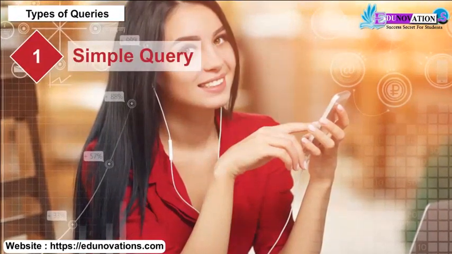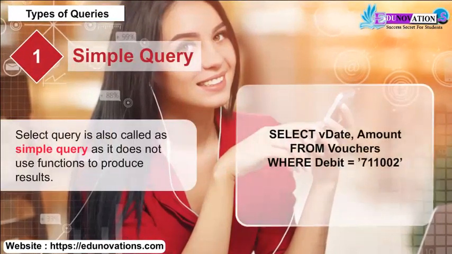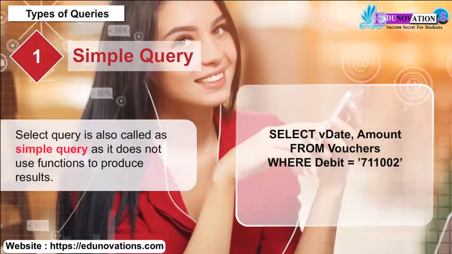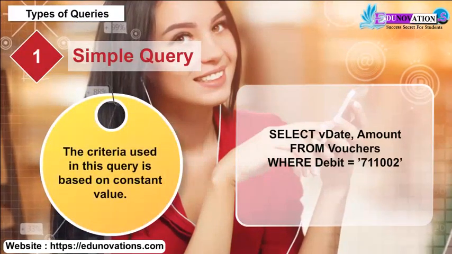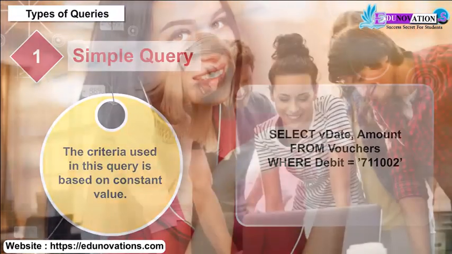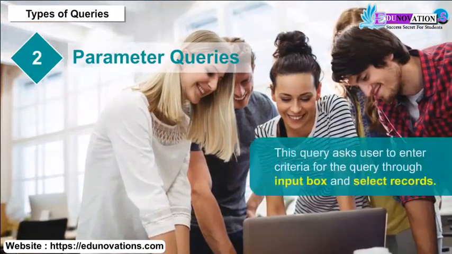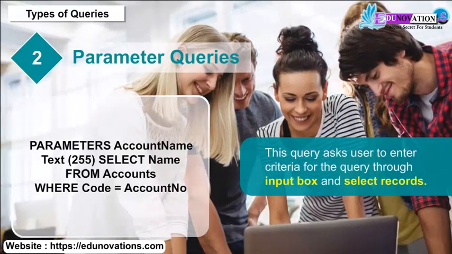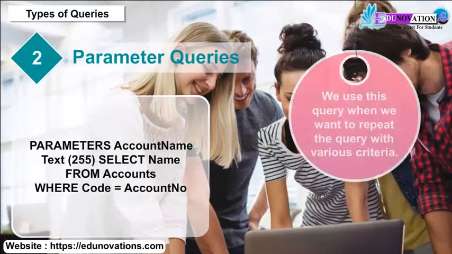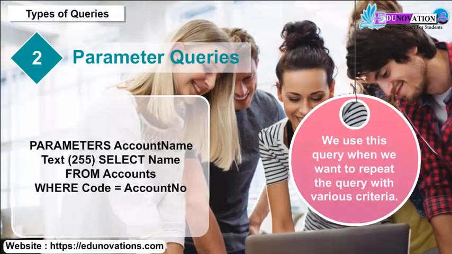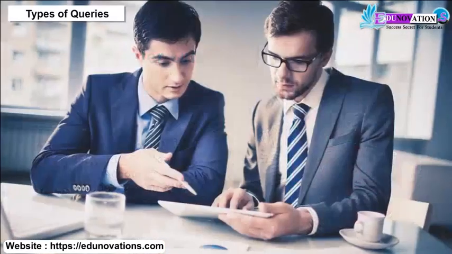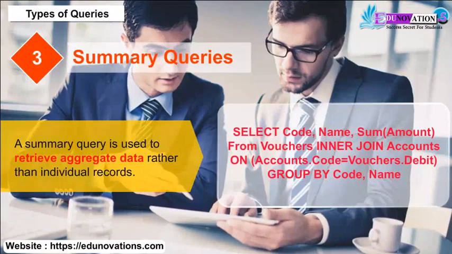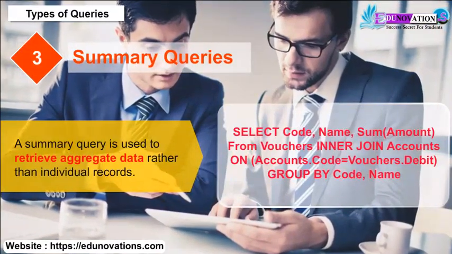1. Simple query. Select query is also called a simple query as it does not use functions to produce results. The criteria used in this query is based on a constant value. 2. Parameter queries. This query asks the user to enter criteria for the query through an input box and selects records. We use this query when we want to repeat the query with various criteria. 3. Summary queries. A summary query is used to retrieve aggregate data rather than individual records.